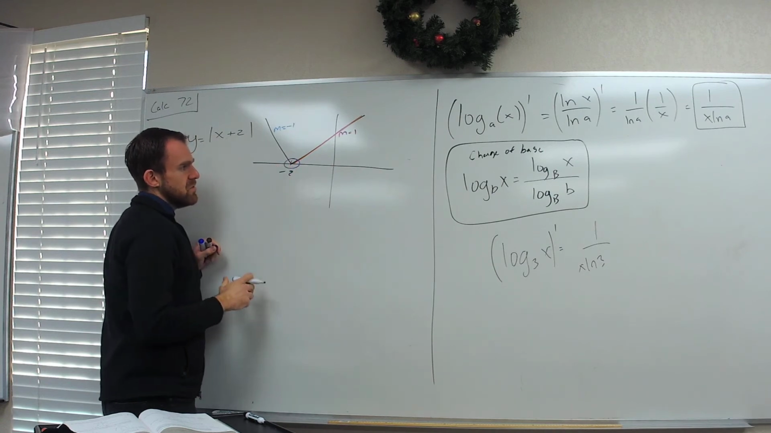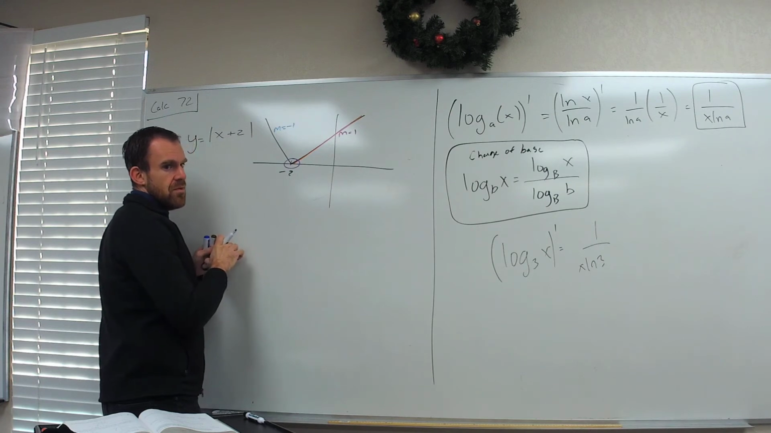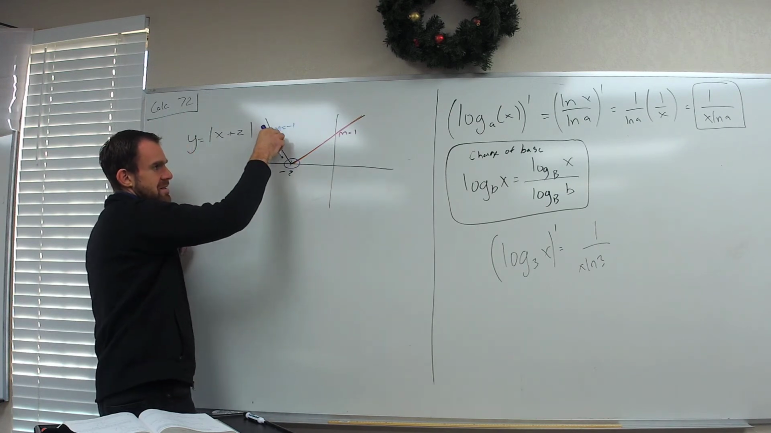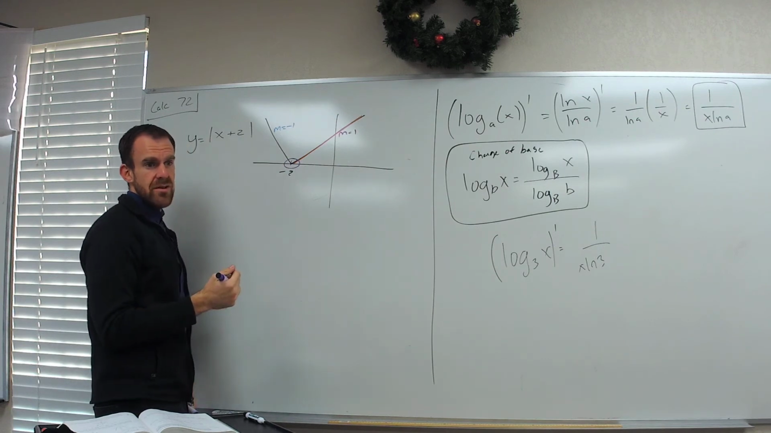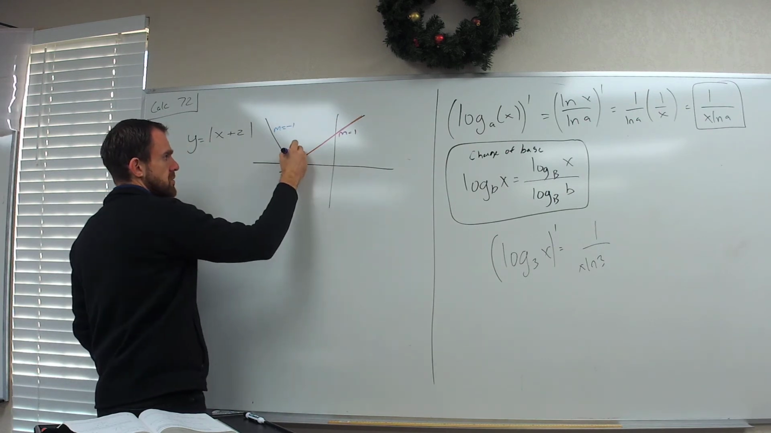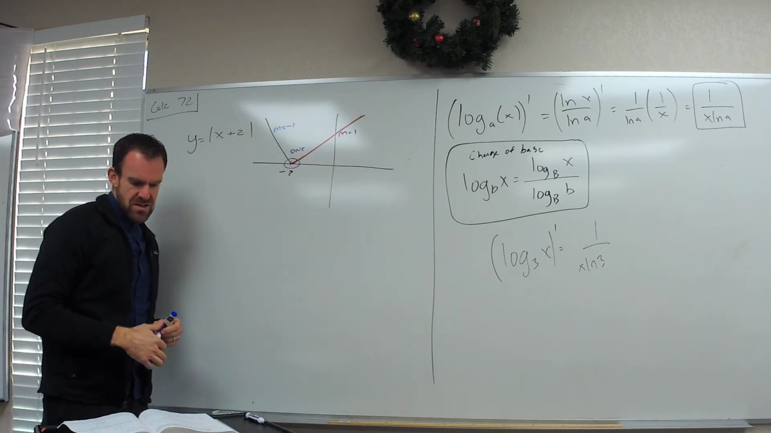What about at this point? At x equals -2, what's the slope? Oh, 2. So from the left side, it's -1. From the right side, it's +1. So they don't match. So it does not exist. So you really need a graph to figure these out.